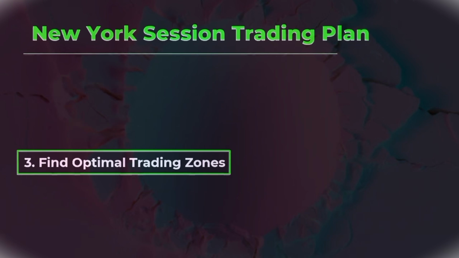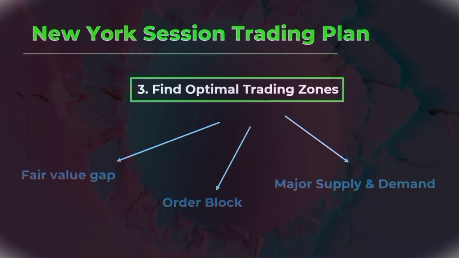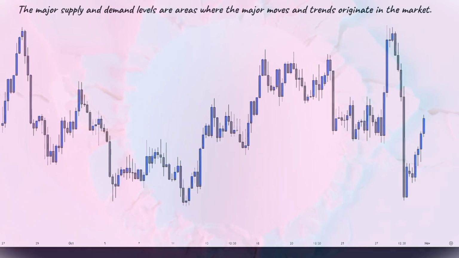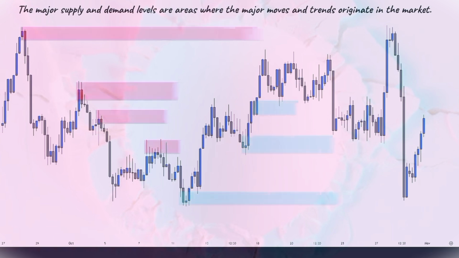In this step, we simply mark the fair value gaps, order blocks, and major supply and demand levels. But what do we call a major supply and demand zone? The major supply and demand levels are areas where the major moves and trends originate in the market. For example, if you consider this as the market structure, these are supply and demand levels. But the key areas are the levels that cause the main movements of the market.